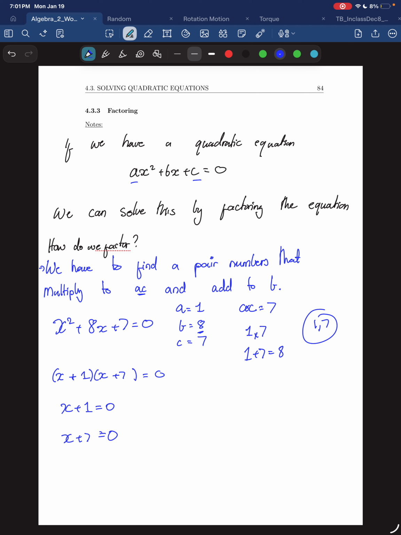What I'm doing here is solving for x, and I have two x values to solve for. I could even call these x1 and x2 for clarity. For x1, I subtract 1 on both sides, so x1 will be minus 1. Then for x2, doing the same thing, subtracting 7 from both sides, x2 will be minus 7. This is the method that we're going to work with in class tomorrow.